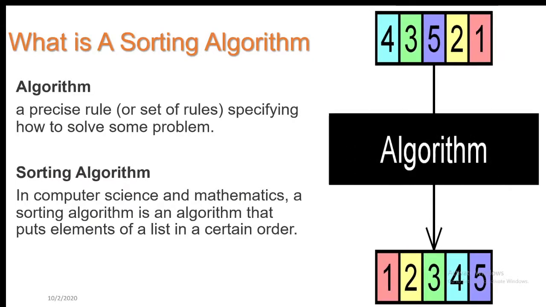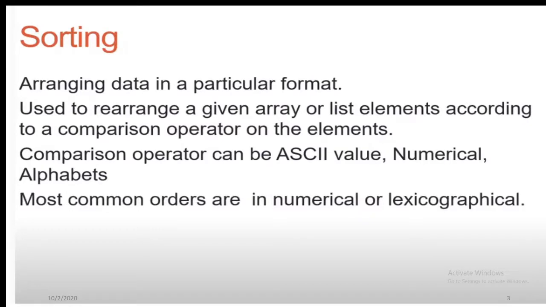An algorithm is a precise rule or set of rules specifying how to solve a particular problem. And a sorting algorithm, in computer science and mathematics, is an algorithm that puts elements of a list in a certain order. It may be ascending order or it may be descending order. Here is mentioned some definition of sorting.